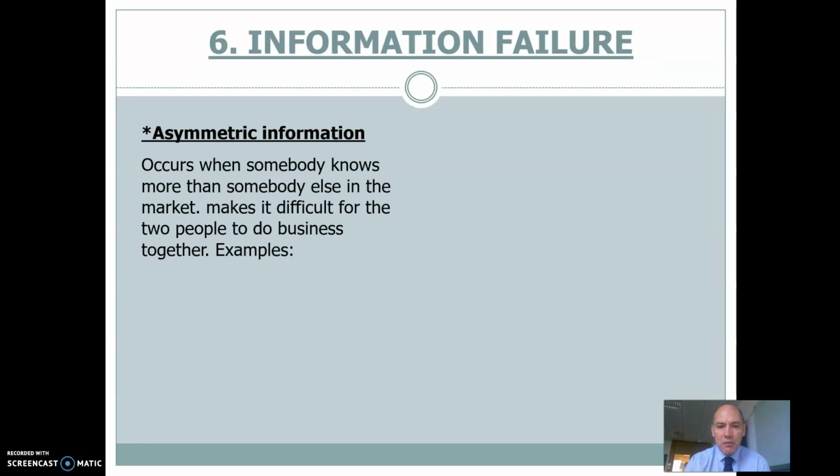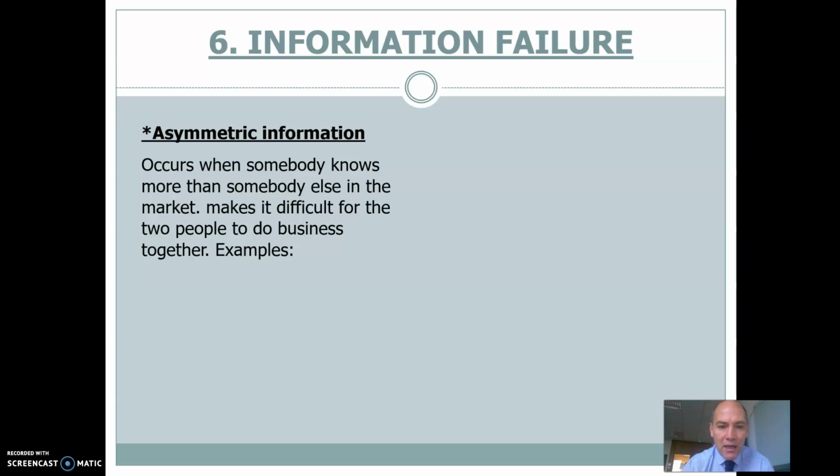Okay, a special case, asymmetric information. In your notes, if you could highlight this exam tip. When they changed the syllabus a few years ago, they wrote in asymmetric information especially to ensure that students would focus on this. Now, what is asymmetric information? It occurs when someone in the market, either the buyer or the seller, knows more than the other person.